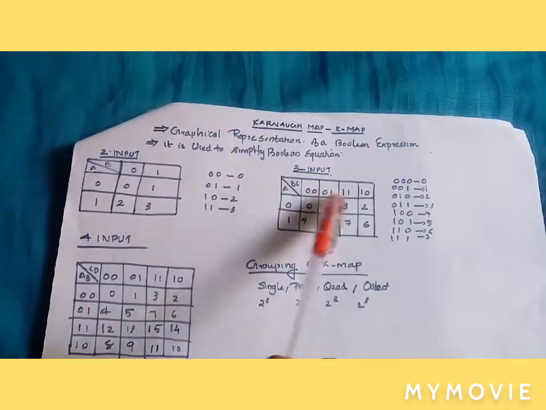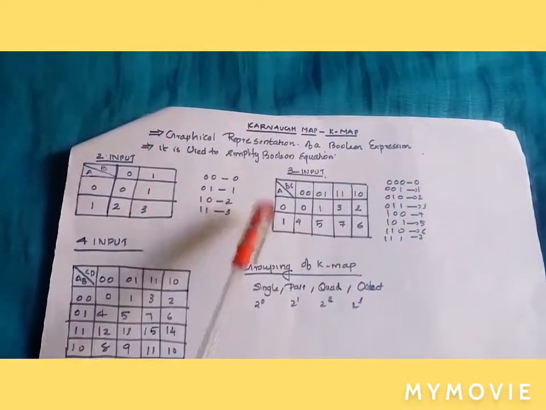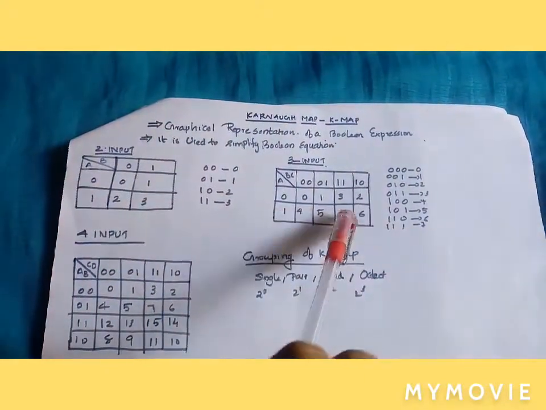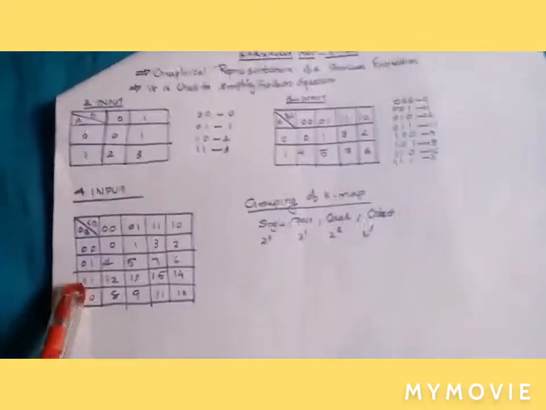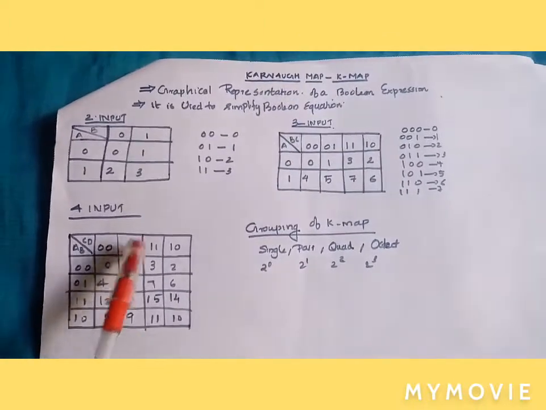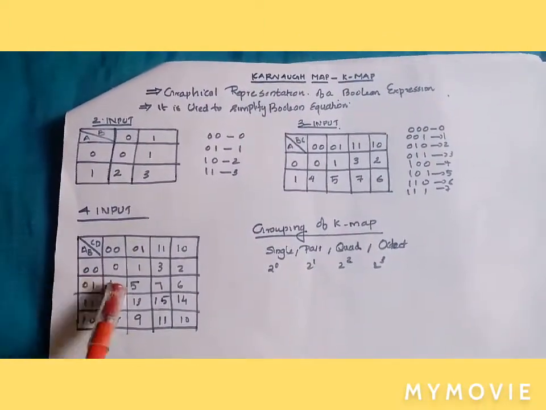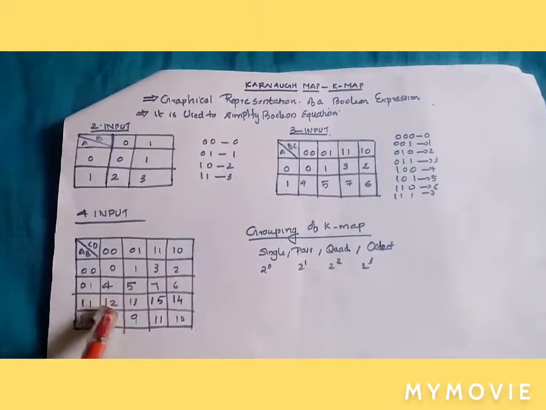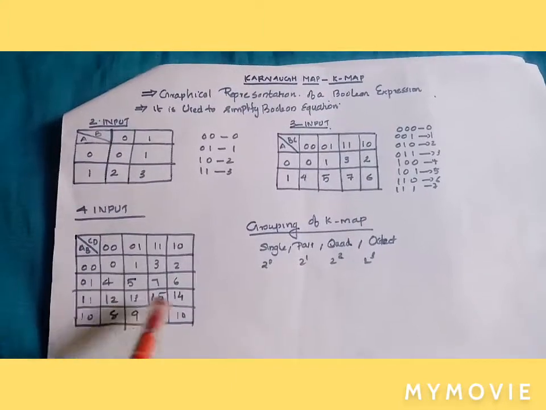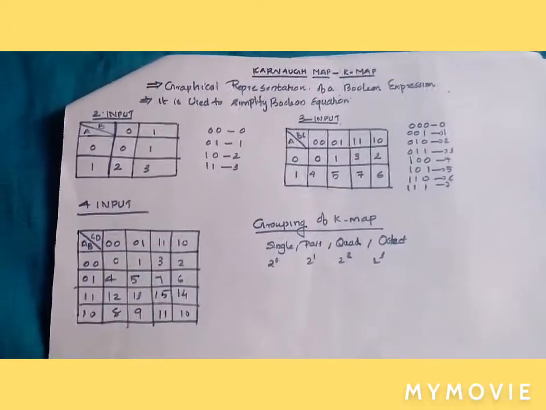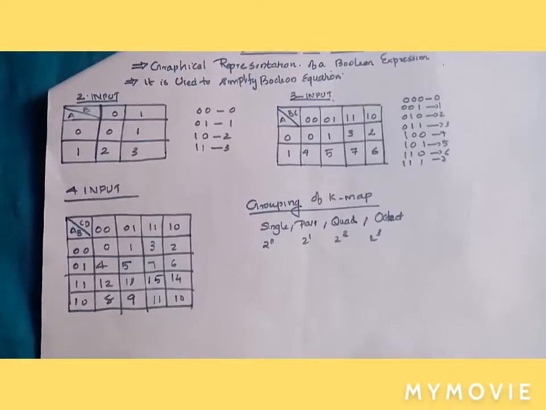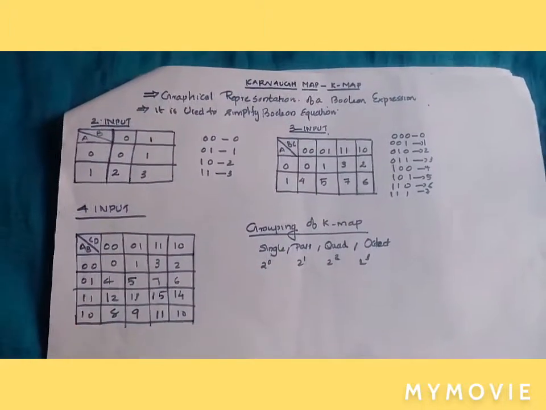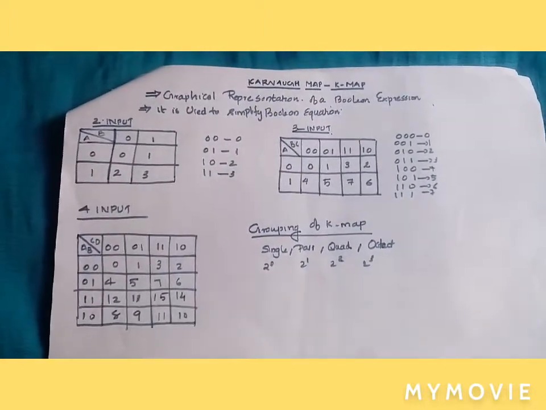For 3 inputs A, B, C, the values are 0, 0, 0, 1, 1, 1, 1, 0, and the decimal values corresponding to this are 0, 1, 3, 2, 4, 5, 7, 6. For 4 inputs A, B, C, D, the decimal values are 0, 1, 3, 2, 4, 5, 7, 6, 12, 13, 15, 14, 8, 9, 11, 10. These are the decimal values corresponding to each row and column. We know that this K-map is used to simplify the Boolean equation.